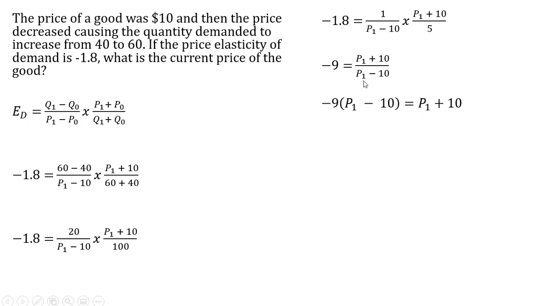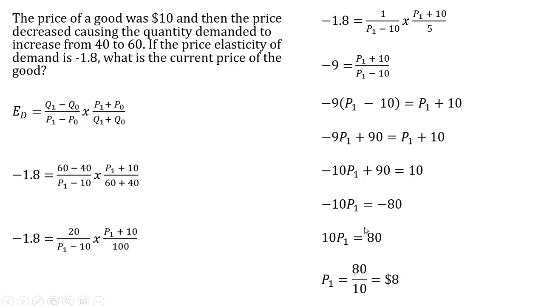The next step, I take this P subscript 1 minus 10, and I'm going to multiply both sides through by that. And then cleaning up the left-hand side by multiplying this negative 9 through what's in parentheses. The next step here, I subtracted P subscript 1 from both sides. And then let's subtract 90 from both sides. And now we can get rid of the 2 negative signs, dividing through by 10. The current price is $8.